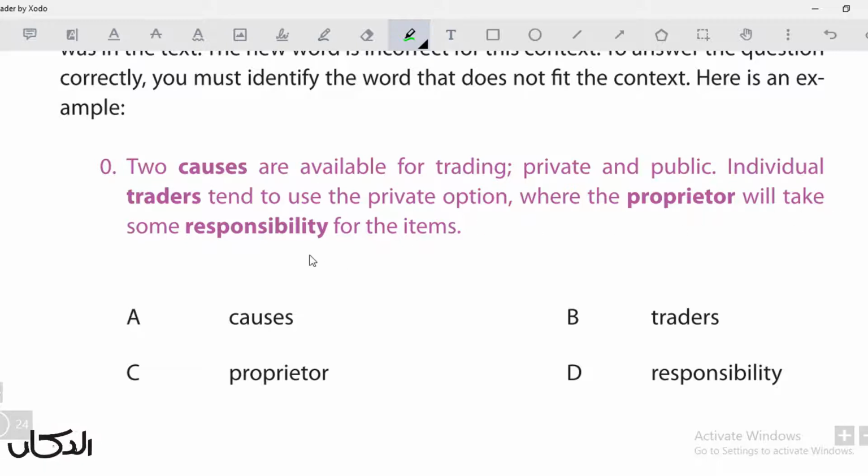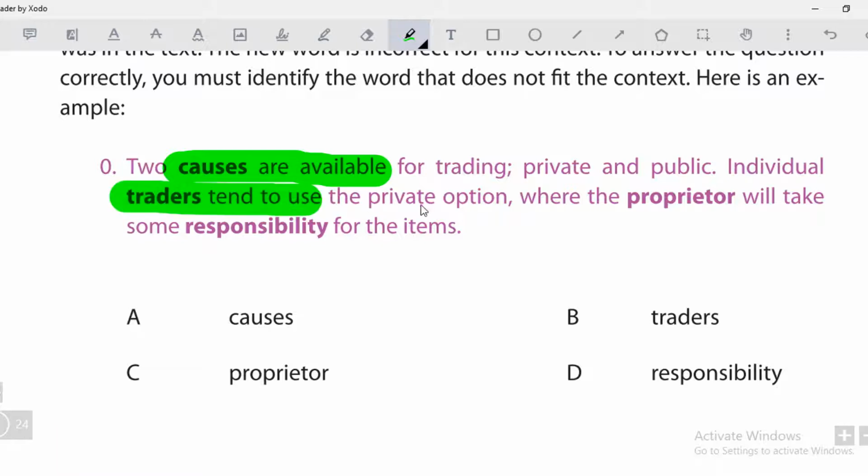First, try to read the sentence or the paragraph fast, all of the paragraph, and then read just a word and the words that follow it. Okay, and try to find if it's correct or not. Like, two causes are available for trading. Maybe causes are available or not. You think like this. Okay, traders tend to use private option. Maybe traders tend to do something. Yes.